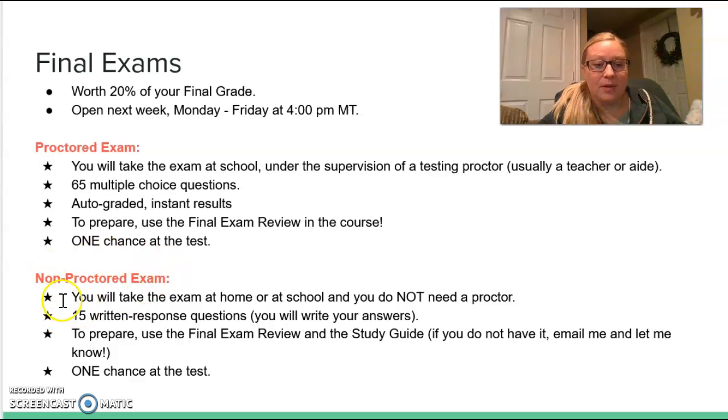The non-proctored exam is for those students who possibly are taking it at home, or homeschooling, or for whatever reason, some of the districts have decided to have you do unproctored exams. So if you're taking a non-proctored exam, you'll take the exam at home or at school, and you do not need a proctor. This is something that you can get in on your own. You don't need a passcode or anything. You just get in and do that. For this exam, you have 15 questions that are a written response. So that means that you're going to have to write out your answers. I know that this is a little more tricky. Even though there's less questions, it can get pretty detailed.